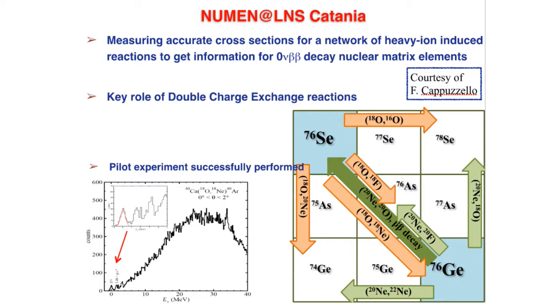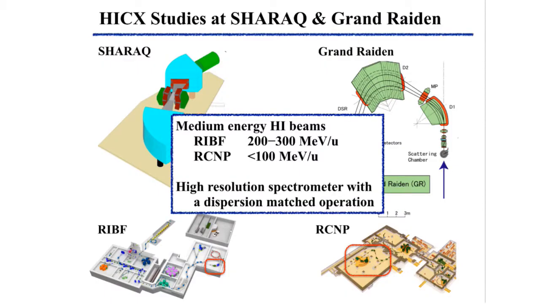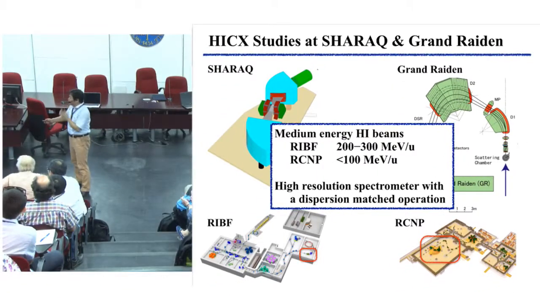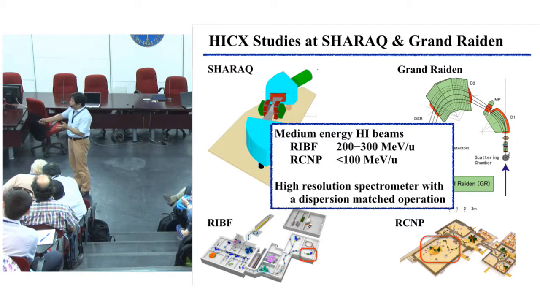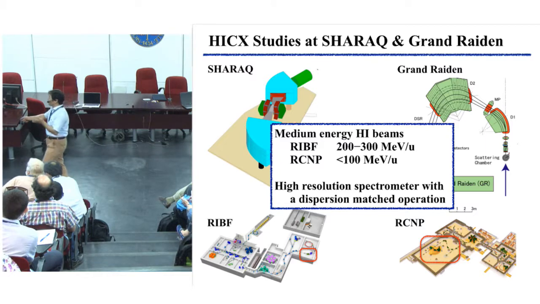Let me go back to the activity in Japan. We use two high-resolution spectrometers in Japan. One is SHARAQ and the other is Grand Raiden, and they are definitely needed for heavy ion charge exchange reaction studies. What we need is medium energy heavy ion beams. At RIBF, 200 to 300 MeV per nucleon beams are available, while at RCNP, 100 MeV per nucleon or less.